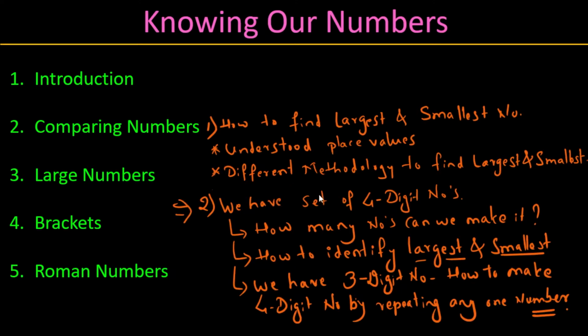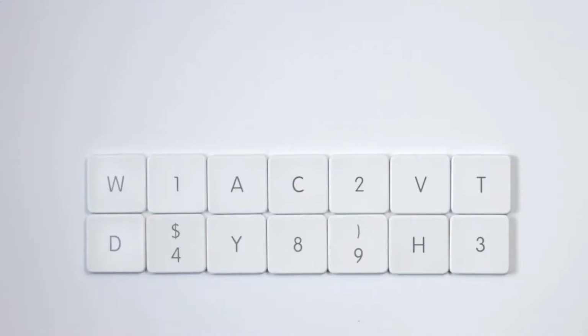We have a set of 4-digit numbers, and from those numbers, how many numbers can we make? That one we are going to study. Once we generate those numbers, how to identify the largest and the smallest out of them. And we also have another exercise here. We have a 3-digit number and we have to make a 4-digit number by repeating any one number in that. Let us learn all these things in today's class, without much delay.